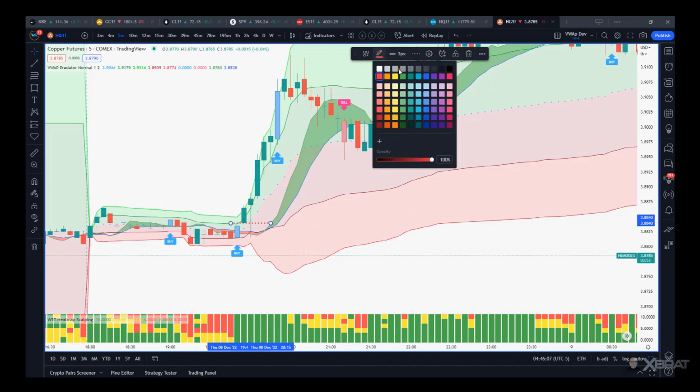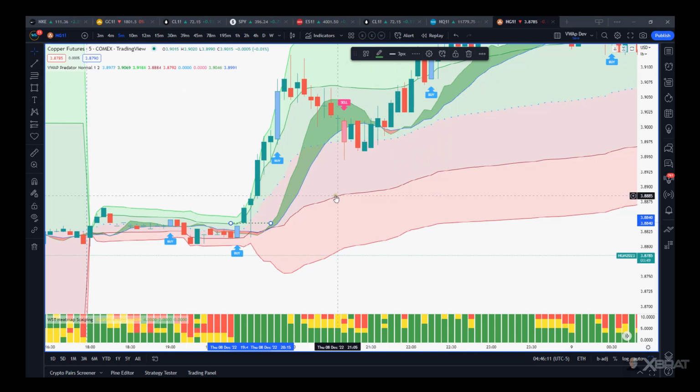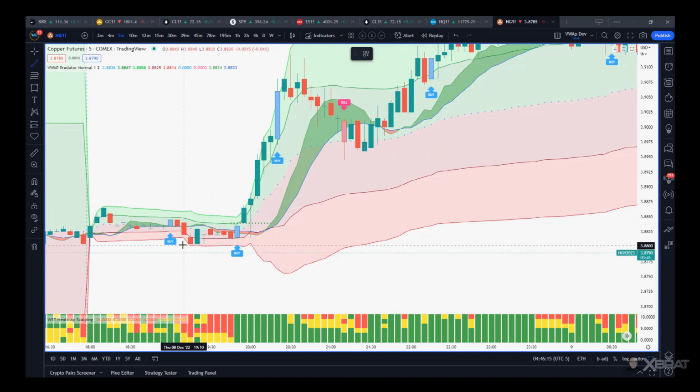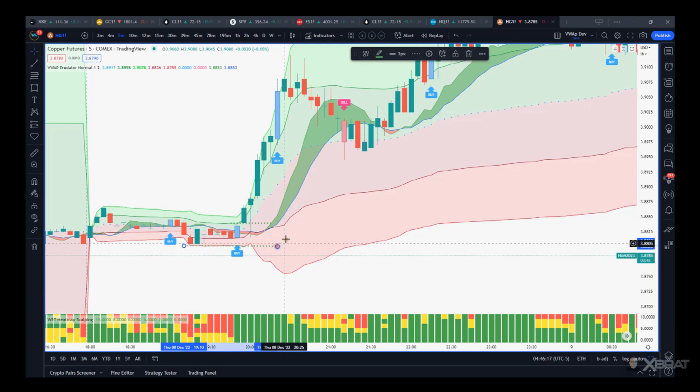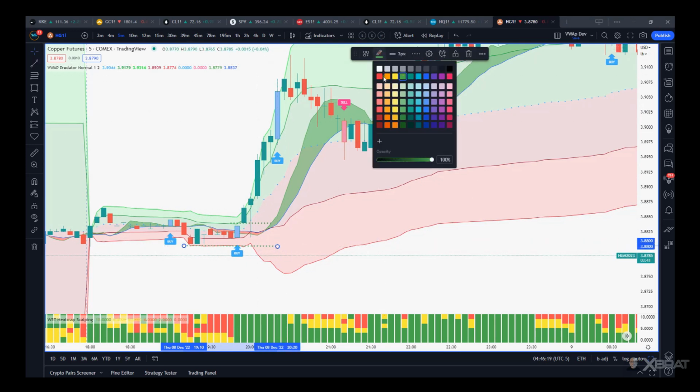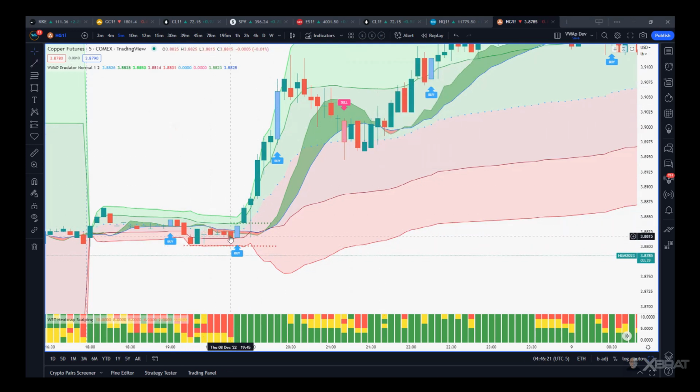Okay, let's put that in green. Stop, you would put just below the recent pivot here. Pretty standard stuff really. And then you let it run. Okay, you let it run until you start to get a pullback.